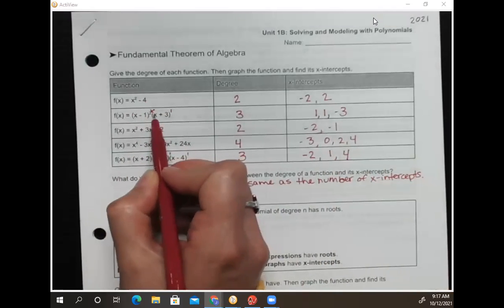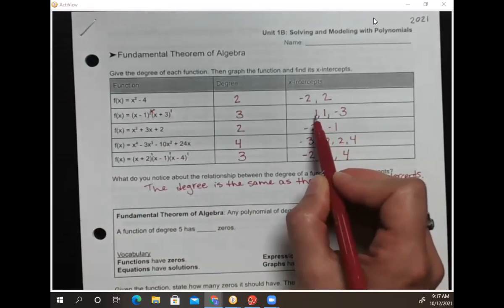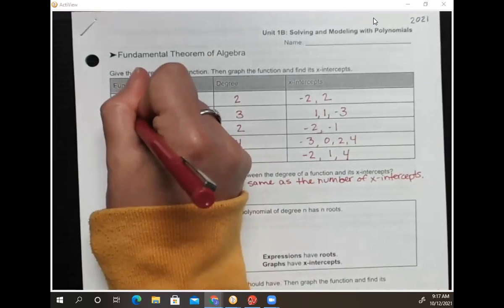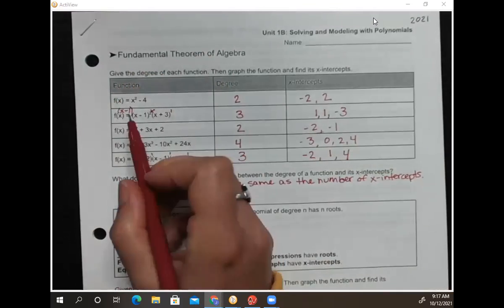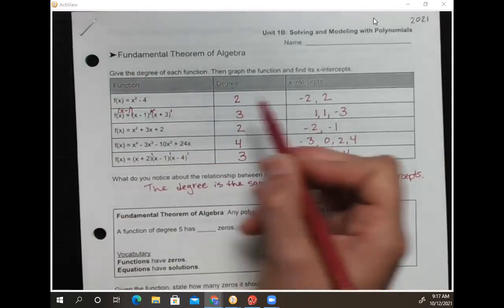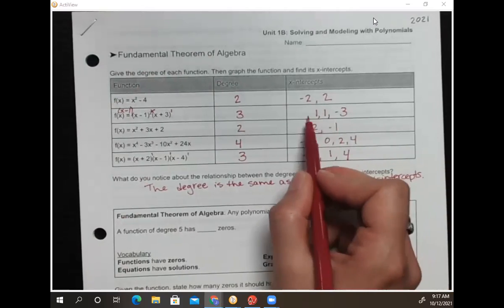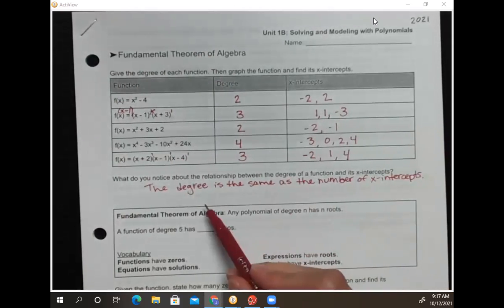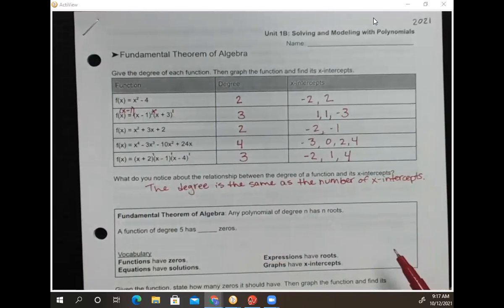So for this guy, we said we would have -1 twice. We would have 2. Remember this squared? Another way to think of it is I would have another x - 1 as a factor. So I would get 1, 1, and -3. So that includes multiplicity. Okay. So if it's got an exponent, I have to count it that many times. But the degree is the same as the number of x-intercepts.